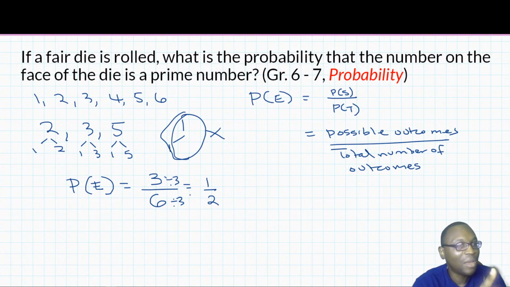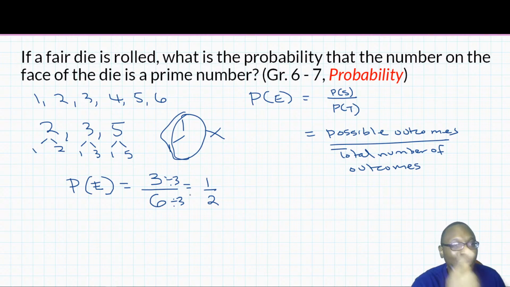Now, if you have probability of 1, it means it will always happen. An example of that would be, what is the probability that the number on the face of a die is any number from 1 to 6? You can see that 1, 2, 3, 4, 5, and 6 are all possible outcomes.